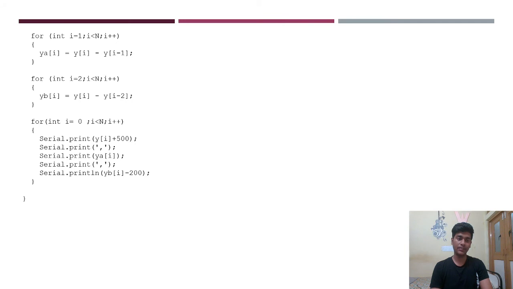Here we write a for loop, which navigates from i equal to 1, with i less than n, and we have ya of i equal to y of i minus y of i minus 1. This is the equation for the first order difference filter. Now we have the second for loop for the 3-point central difference filter. Here we write yb of i equal to y of i minus y of i minus 2. Now as we have got the outputs, we use the serial print function to display the outputs.